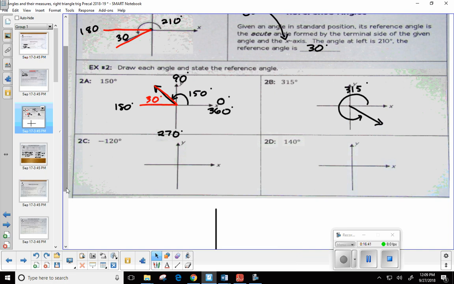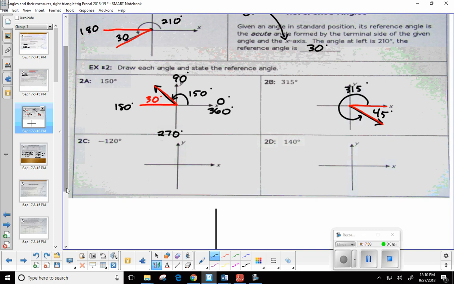Okay. Now this time the closest x-axis is the positive. So between the positive and the terminal. So this time I want to take the difference of 360 and 315. What would that be? Oh, say it again, Brandon. 45. So my reference angle is 45 degrees. And remember, it's always positive. The reference angle is always going to be positive.